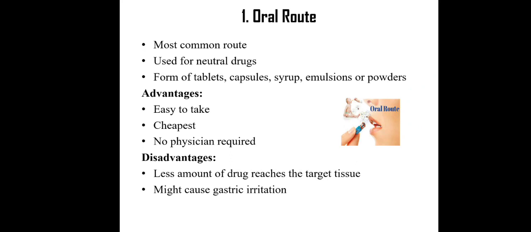Next is disadvantages. First is less amount of drug reaches the target tissue. One disadvantage of the oral route is that only a small amount of drug reaches its target tissue. Second, might cause gastric irritations. It is a second disadvantage of the oral route that the medicine will not reach the target tissues completely, so slow absorption can happen. Due to that, the chances of gastric irritation become higher.